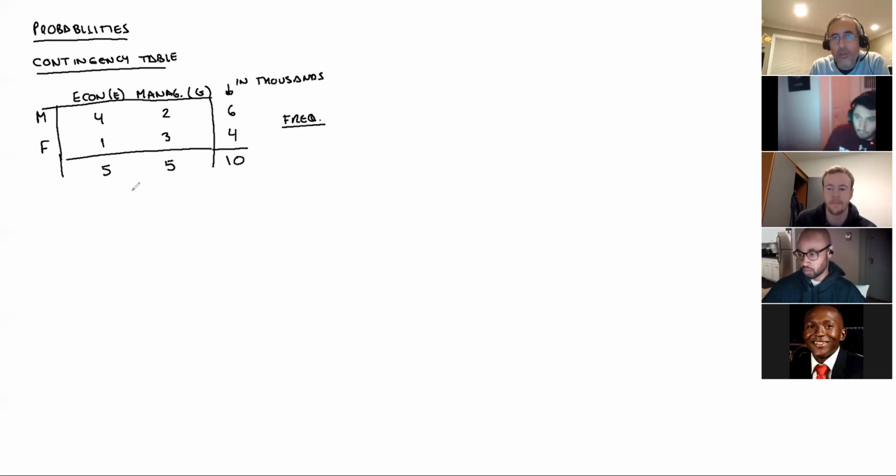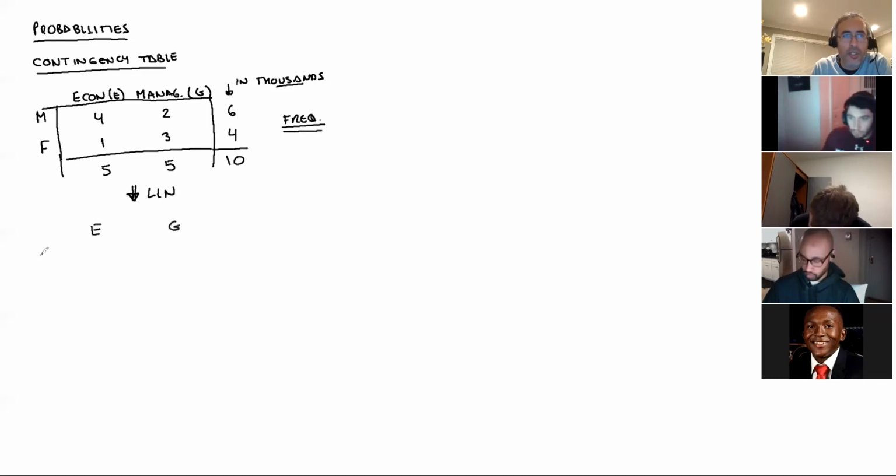Yep. Now what we are going to do, guys, is transform these into, by the law of large numbers, because I have thousands, I can more or less assume that this table represents probabilities. How do I do that? Remember, the probabilities are not in terms of frequencies, but in terms of relative frequencies, correct? So how do you transform this into relative frequencies?